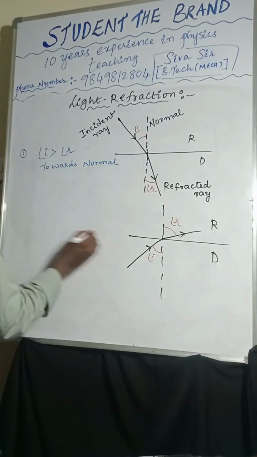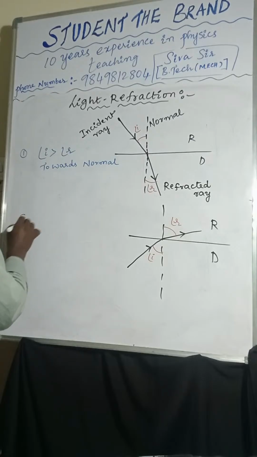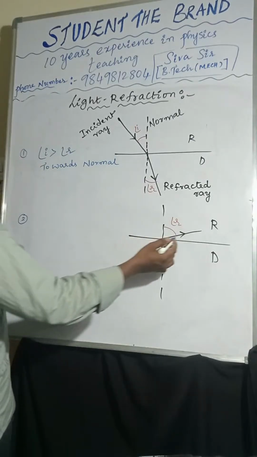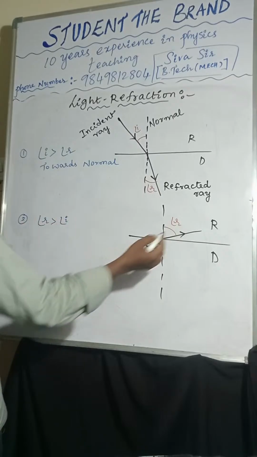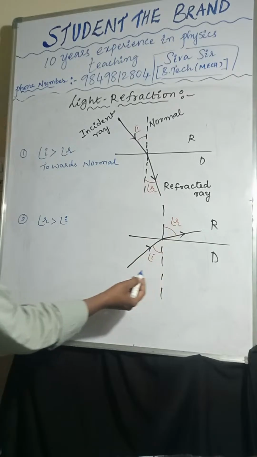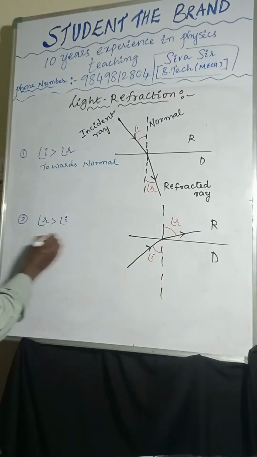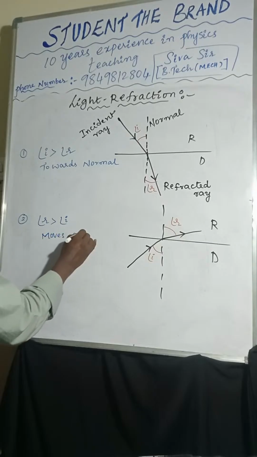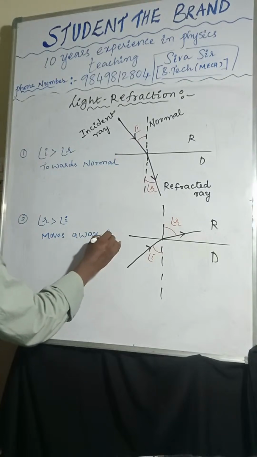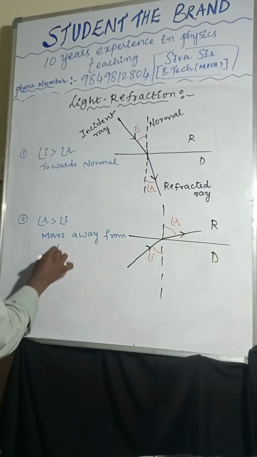Whereas in the second case, the angle of refraction is greater than the angle of incidence. In the second case, the light moves away from the normal line.